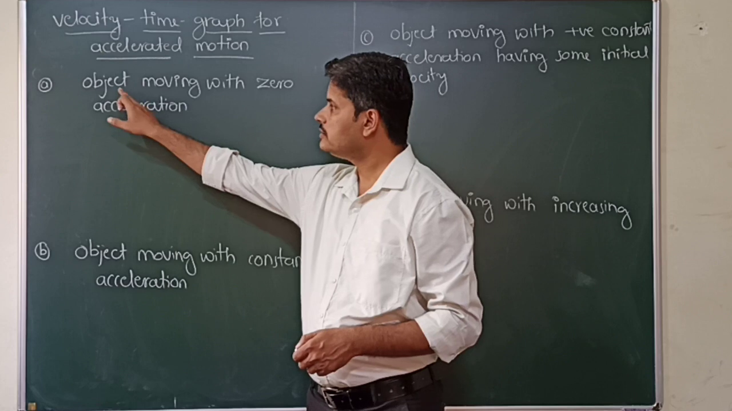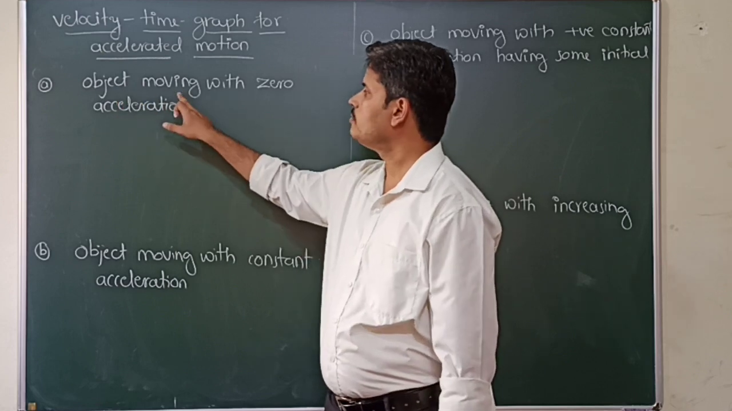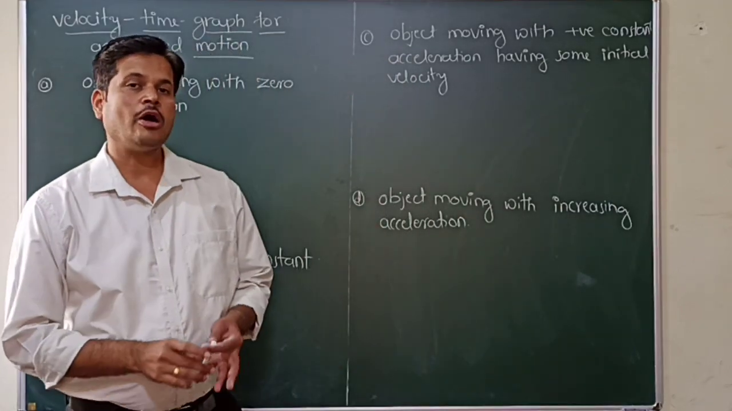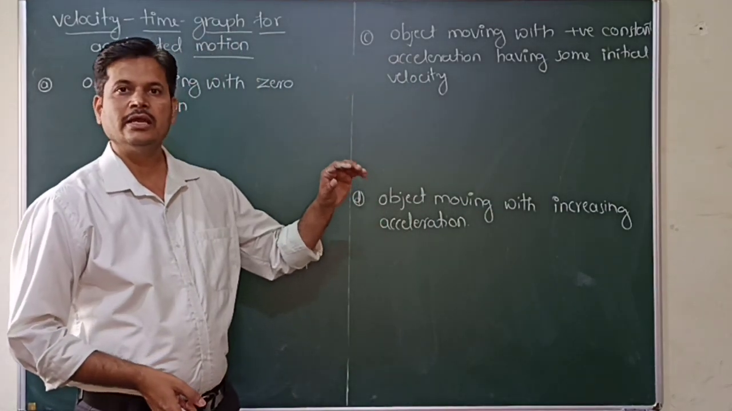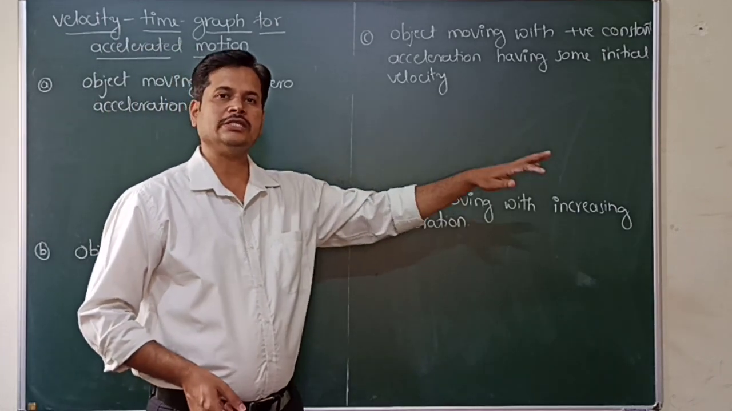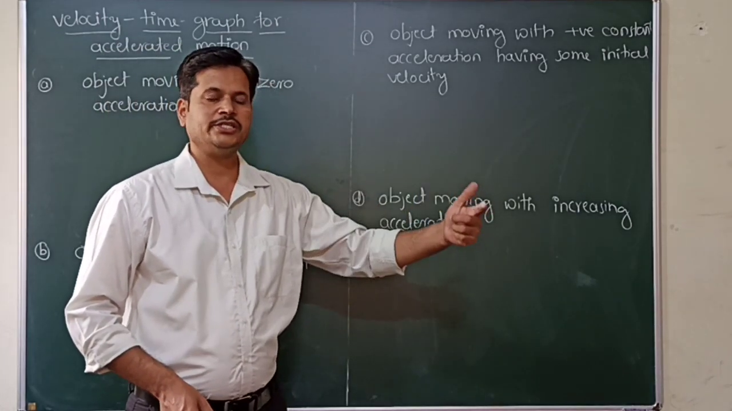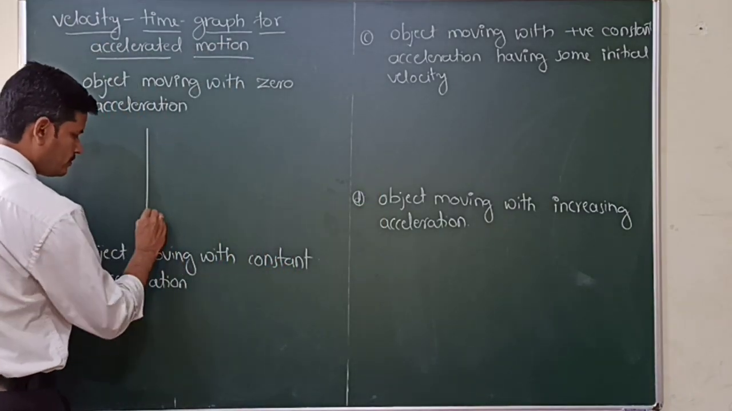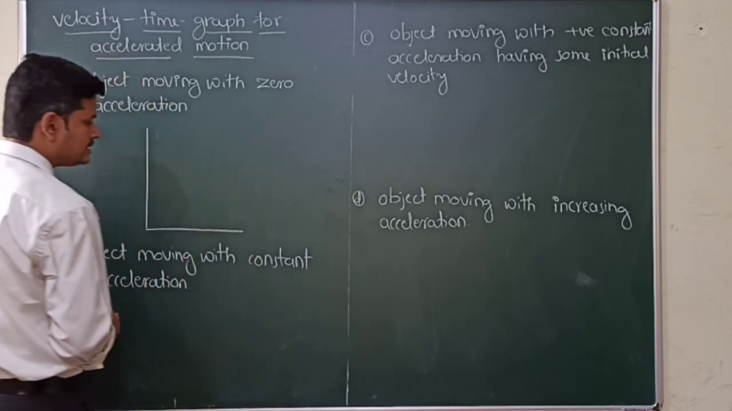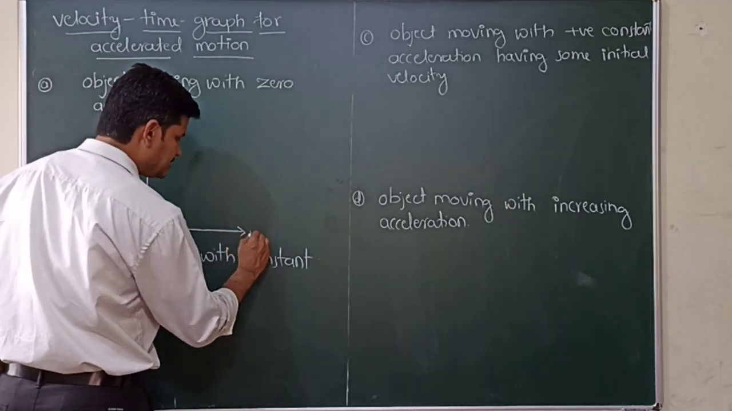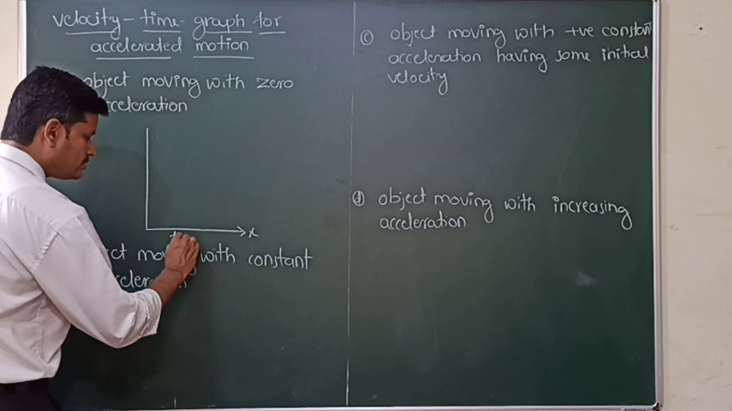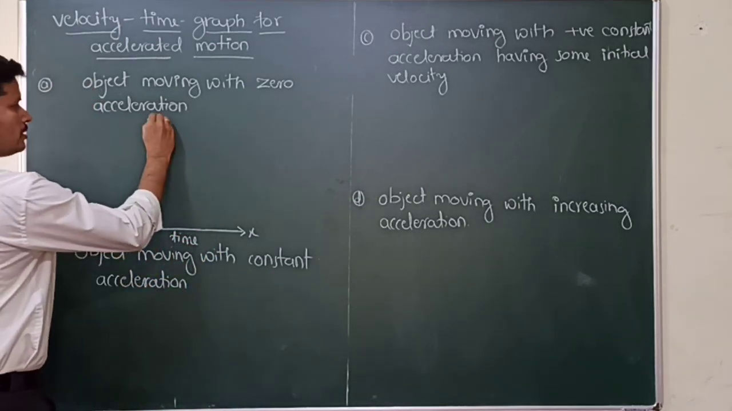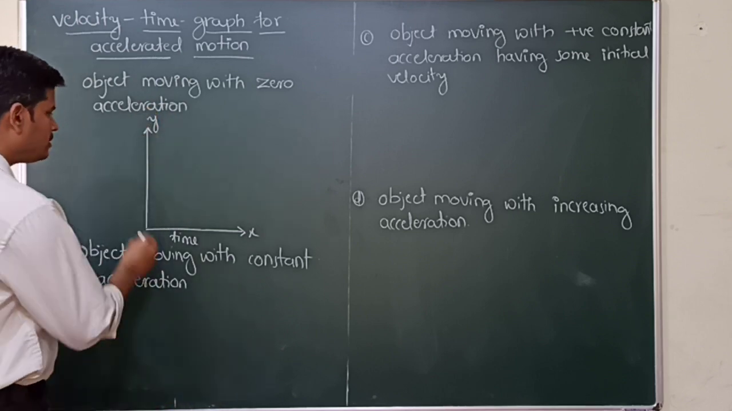Now see here, the first graph is of an object moving with zero acceleration. It means that the object is moving with a constant velocity. Velocity does not change with respect to time. For that, we will get a curve like this. Along the x-axis, we are choosing time, and along the y-axis, we are choosing velocity.